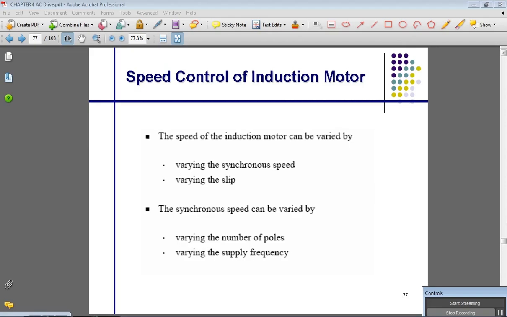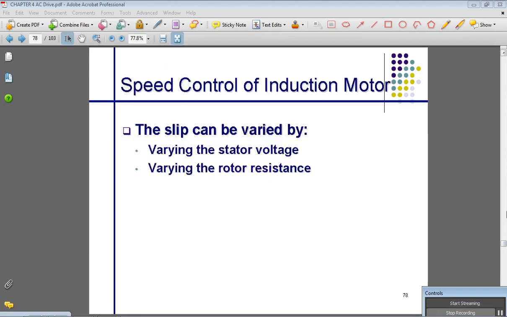The synchronous speed, or rotating magnetic field speed, can be varied by changing the number of poles or by varying the electrical supply frequency. Meanwhile, to change the value of slip, we either vary the stator voltage or terminal voltage, or vary the rotor resistance. Again, to change the synchronous speed Ns, we need to change either the frequency or the number of poles. To change slip, we need to vary the stator voltage or rotor resistance.